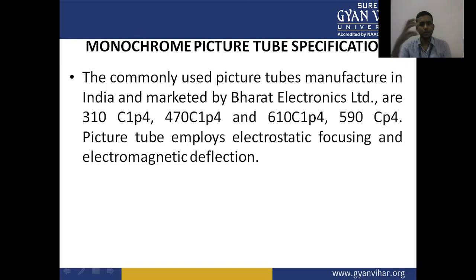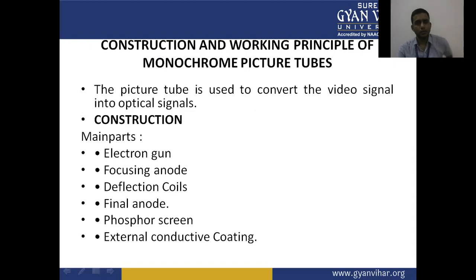This means the electron beam is focused to the target, our phosphor screen, and the electromagnetic deflection is used to maintain the horizontal and vertical deflection of the electron beam. In the next section, we have the construction and working principle of monochrome picture tubes. The picture tube is used to convert the video signal into optical signals.